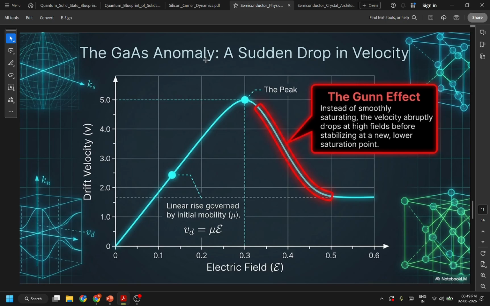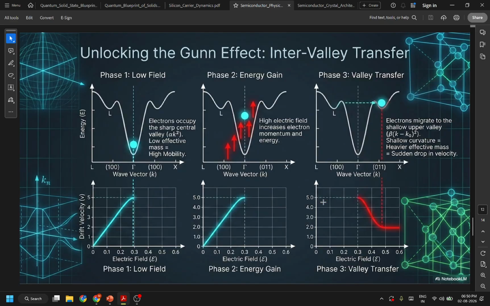Now in gallium arsenide we see a different thing. We see a linear rise which is governed by mobility. Then we achieve a peak, and instead of achieving a saturation, we first see a drop, and then we achieve saturation. So instead of smoothly saturating, the velocity abruptly drops at high field before stabilizing at a new lower saturation point. And this is called the Gunn effect.